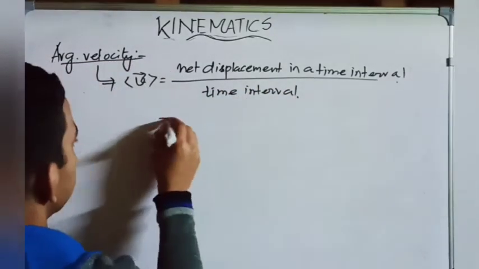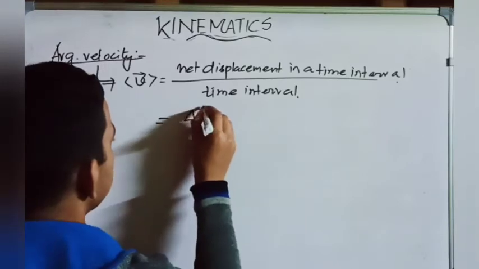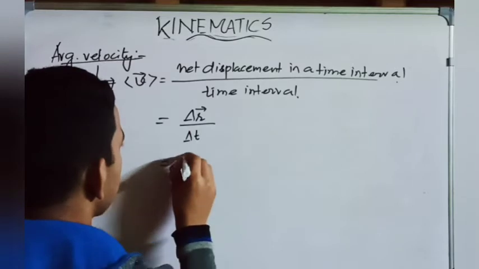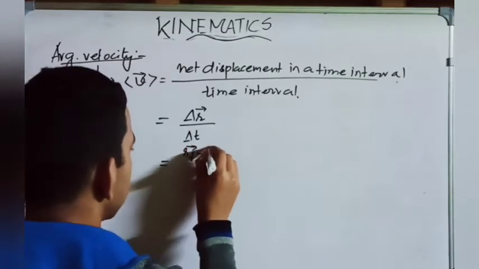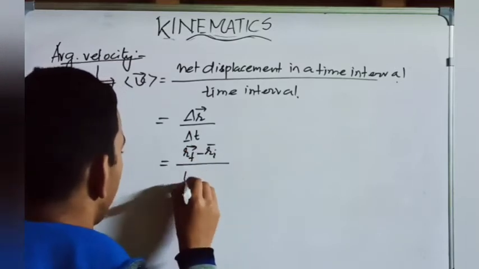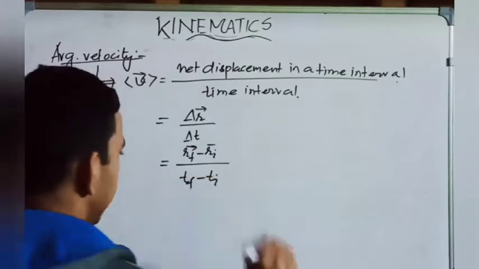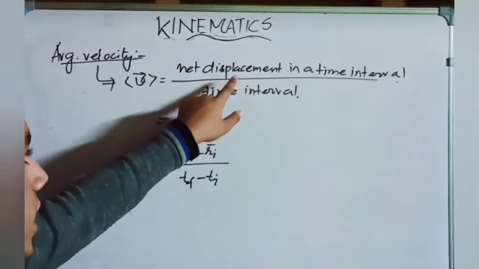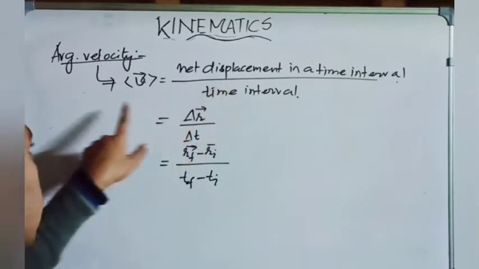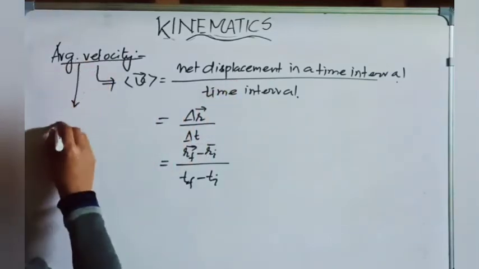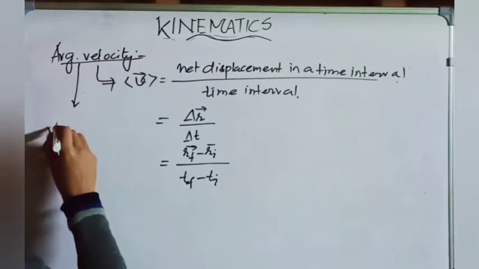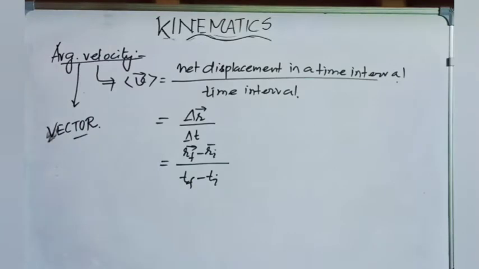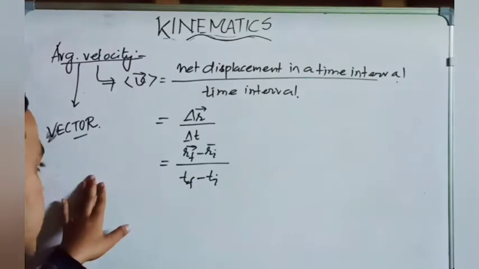Net displacement can be written as delta r vector, and the time interval can be written as delta t. Or here we can write r final vector minus r initial vector upon t final minus t initial. Average velocity is defined in terms of displacement, and we know that displacement is a vector quantity, therefore average velocity is also a vector quantity. To understand it better, let's see an example.